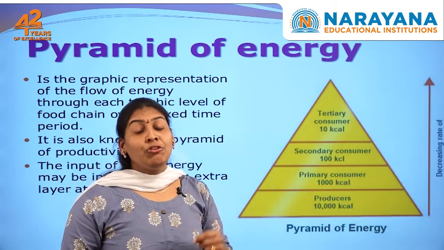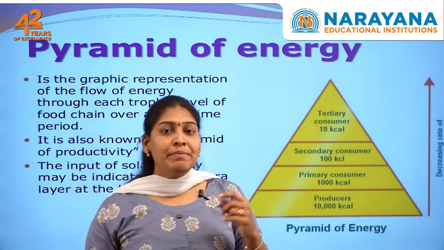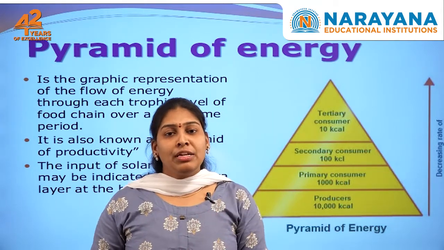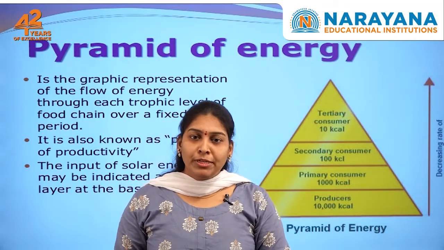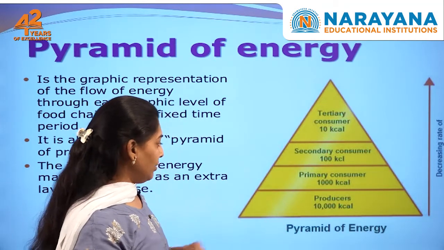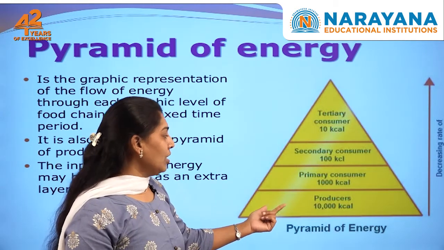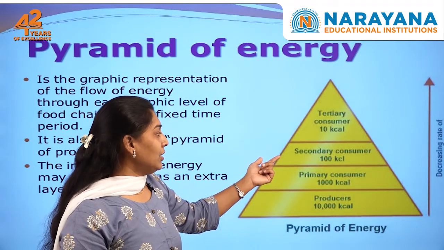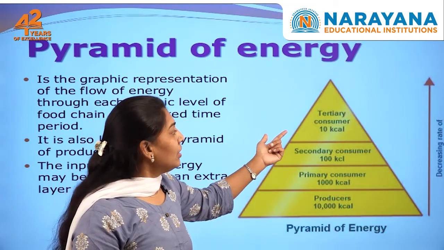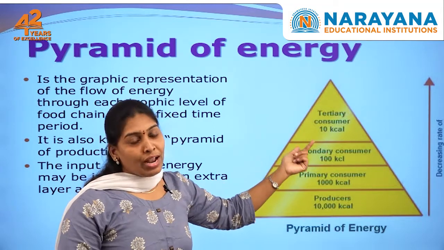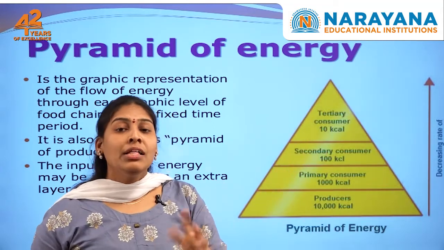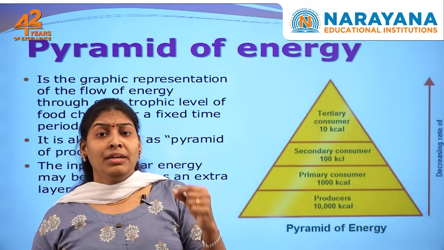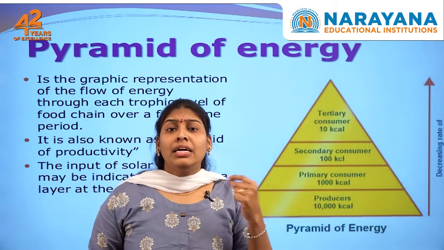90% of the energy is utilized, and only 10% is transferred from one trophic level to the other. This we call the 10% law. If you take 10,000 kilocalories of energy, 10% will be transferred to the primary consumers, that means 1000, to the secondary consumers 100, and to the tertiary consumers 10 kilocalories. If you take decomposers, it will be like 0.1. That's the reason very little energy is there in decomposers.